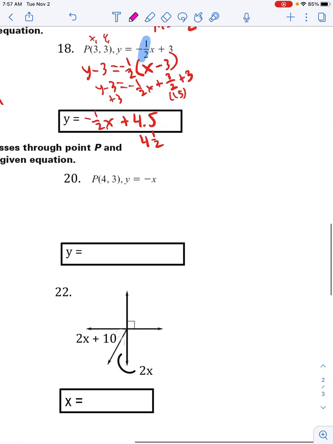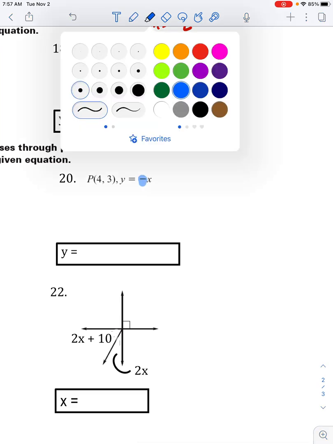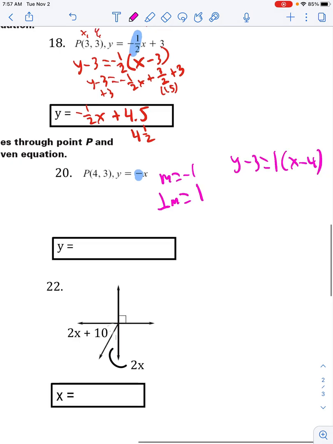Super easy. Unfortunately, this one is not like that, so let's start by determining our slope. This is a slope of -1. M equals -1, so the opposite reciprocal of -1 is +1. Again, 1/1. If you flip it, it's still 1/1. So I'm going to do y minus 3 equals 1, x minus 4. Easy multiplication here. 1x minus 4, add 3, y equals x minus 1.